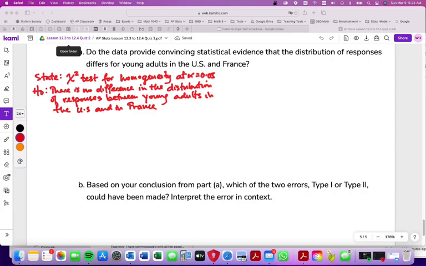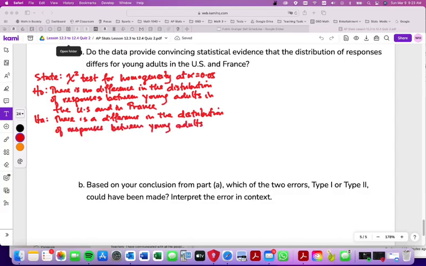No difference in the distribution of responses between young adults in the US and in France. Alternate is very simple. It just says there is a difference. So there is a difference. Same thing, you just copy exactly from what you wrote for the null hypothesis. You just change from there is no to there is a difference.